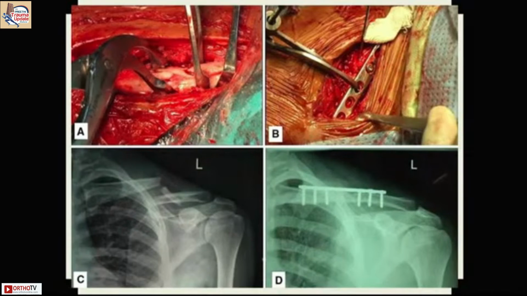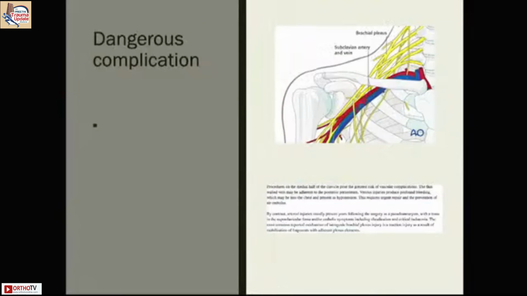So don't try to use all these conventional plate holding clamps. This all removes your soft tissues, and thereby delayed healing and non-union are common. Try to use minimum gadgets.